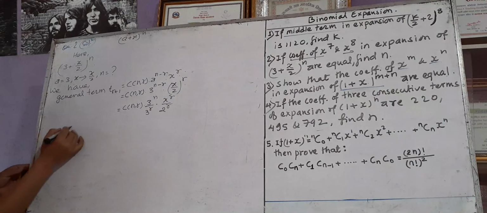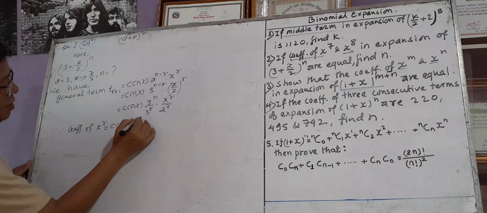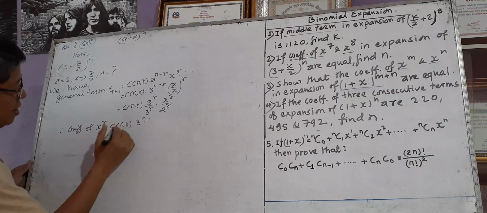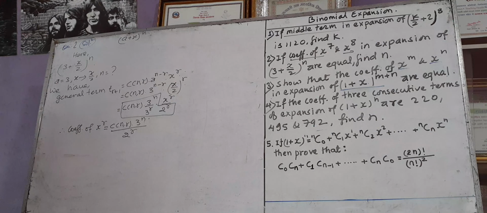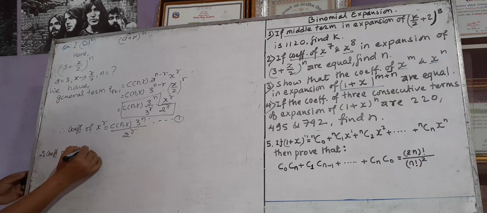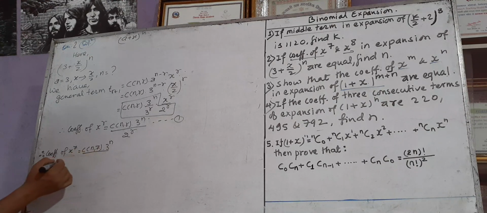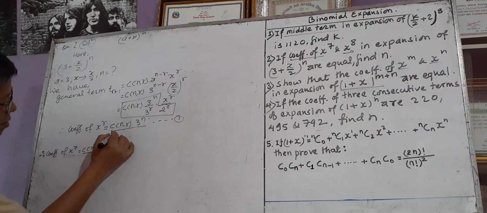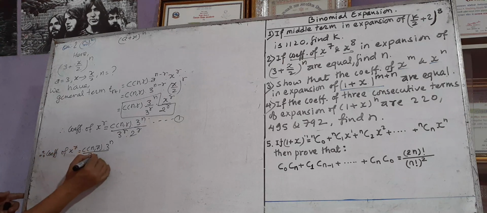So the coefficient of x^r equals C(n, r) times 3 to the power n minus r, divided by 2 to the power r. All these terms are the coefficient of x^r. To find the coefficient of x^7, we put r equals 7 in this. So C(n, 7) times 3 to the power n minus 7 divided by 2 to the power 7. Something was left out here, one term was missing: so it is 3 to the power n minus 7 and 2 to the power 7.